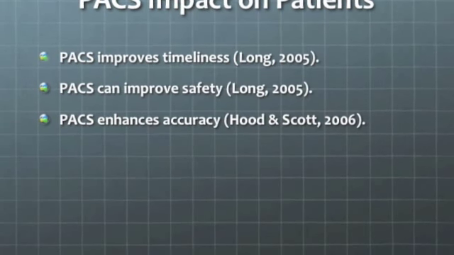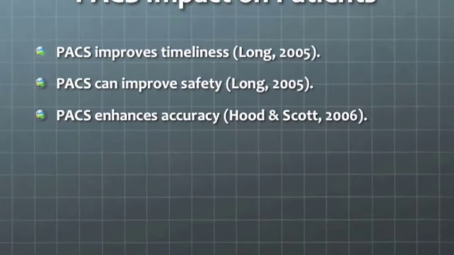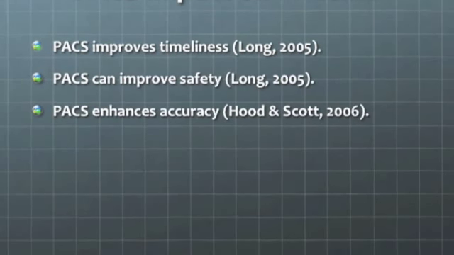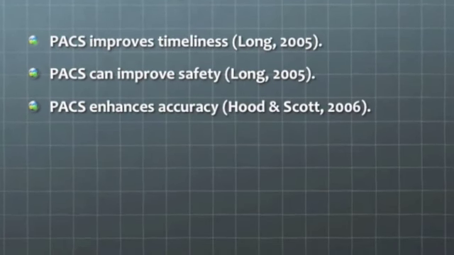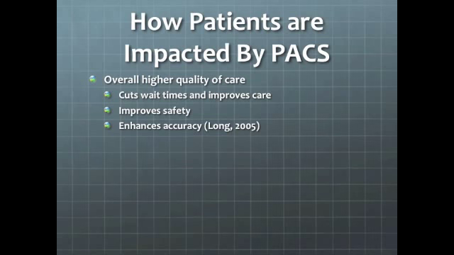PACS impacts patients in many ways. PACS improves timeliness of care and treatment as it makes delivery of images to physicians faster and shortens the time between taking the images and interpretation. PACS can improve safety by reducing the potential for error by eliminating steps in the distribution and management of images and associated patient information. PACS enhances accuracy by enabling the physician to have images and information readily available to decide treatment plans accordingly. This also helps to improve patient satisfaction.